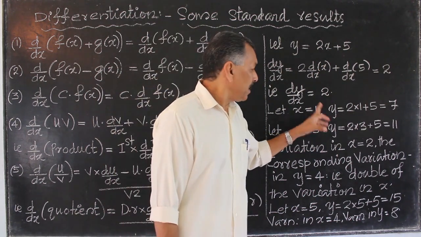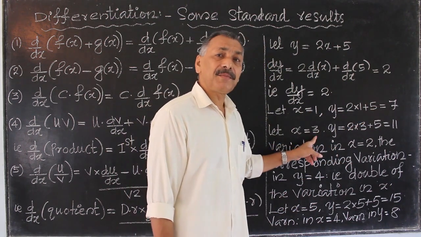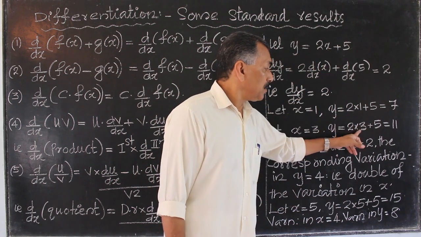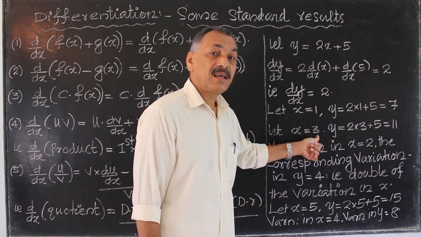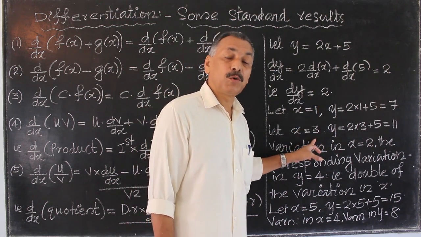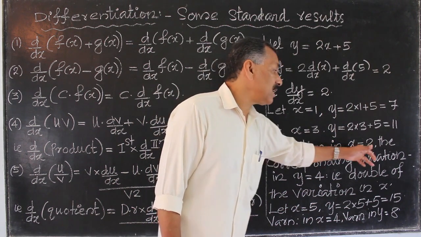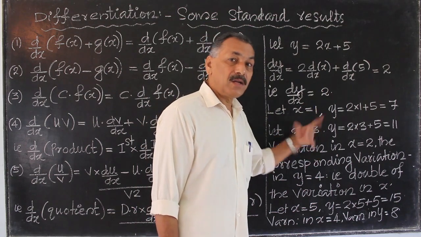അടുത്തത്, let x is equal to 1, y is equal to 7. Let x is equal to 3, y is equal to 2 × 3 + 5 = 11. നോക്കുക, എക്സിലുള്ള വേരിയേഷൻ എത്രയാണ്? x 1 ആയിരുന്നത് 3 ആയി മാറി. വേരിയേഷൻ 3 - 1. അതായത് variation in x is equal to 2 അല്ലേ? 1 എന്നുള്ളത് 3 ആയപ്പോൾ 2 വന്നത്.